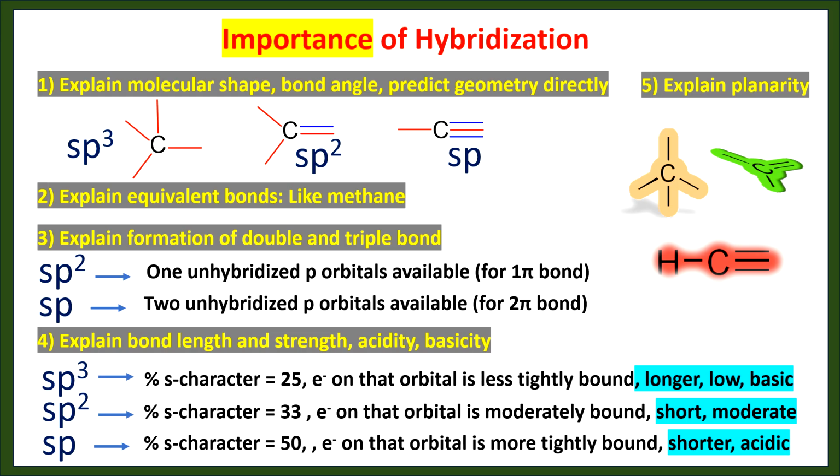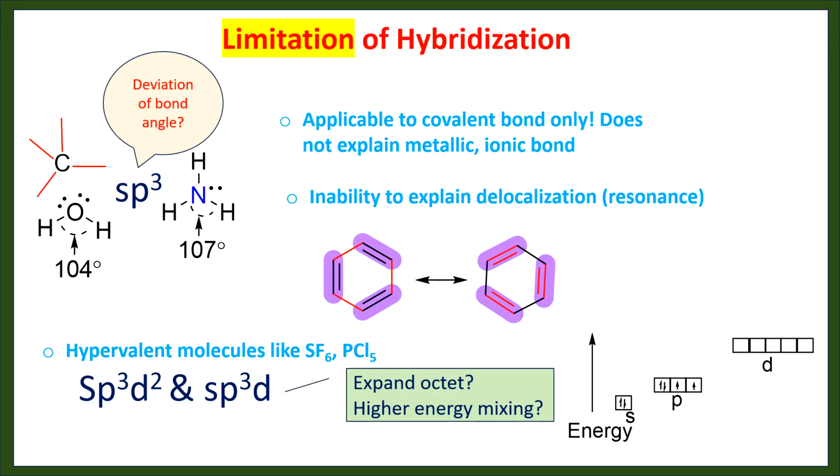Now we will move to another part, the limitation of hybridization. In the previous case we have seen there are so many importances of hybridization, but is there any limitation that could not be explained by hybridization?